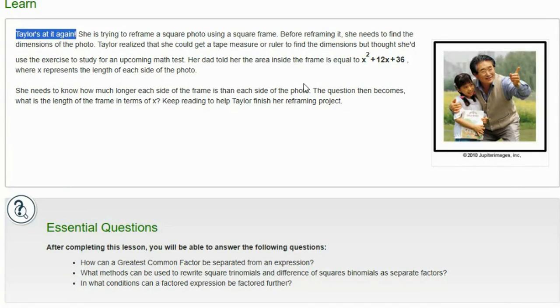So her dad told her the area inside the frame is x squared plus 12x plus 36. It's a quadratic equation for the area inside the frame, where x is the length of each side of the photo. So she needs to know how much longer the frame is on each side than the photo is. So the question becomes, what is the length of the frame in terms of x? Is it x plus 1, like it's 1 inch longer? Is it x plus 2? Is it x plus 3? How much longer is the frame compared to the photo?